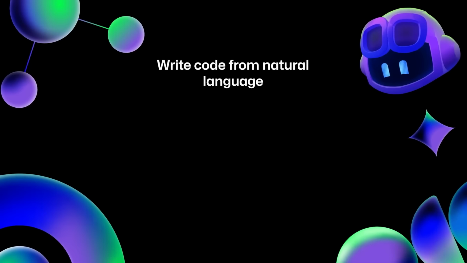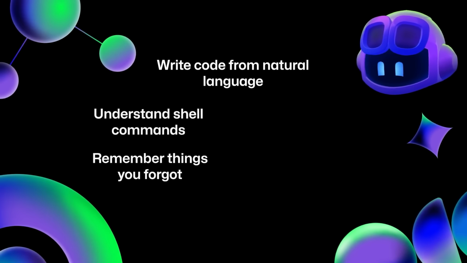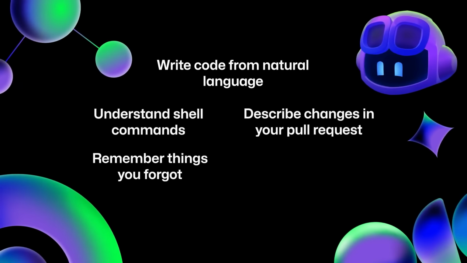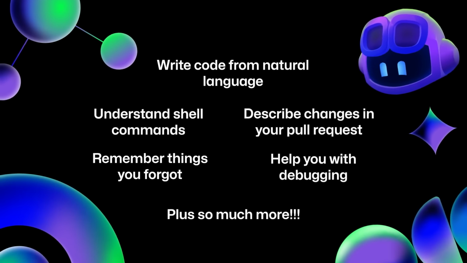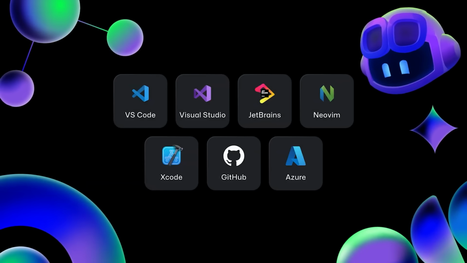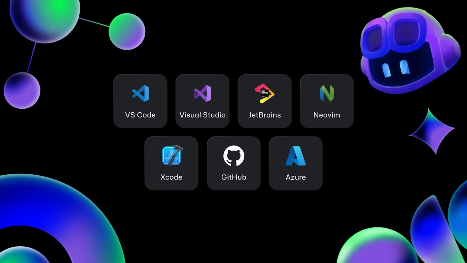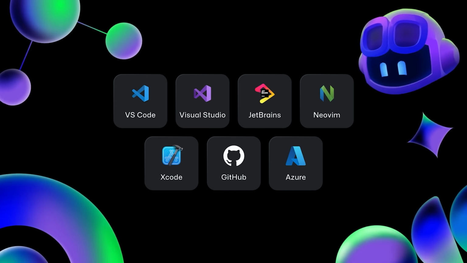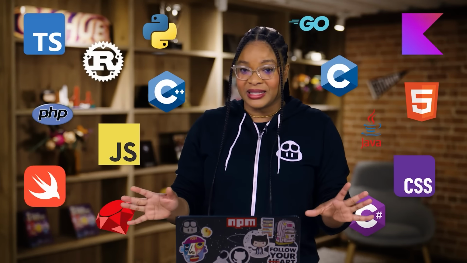But it's more than just code completion. It's a complete coding companion that can help you write code from natural language, understand shell commands, remember things you forgot, describe changes in your pull requests, and even help you with debugging, plus so much more. It is available in Visual Studio Code, Visual Studio, JetBrains IDEs, NeoVim, Xcode, on GitHub Mobile, and in your terminals and on github.com. You can use it with a variety of programming languages in your editor of choice.